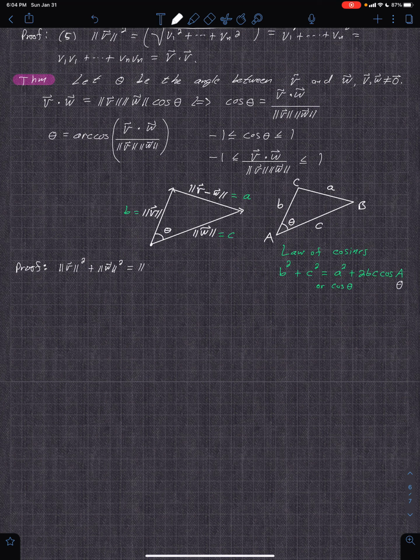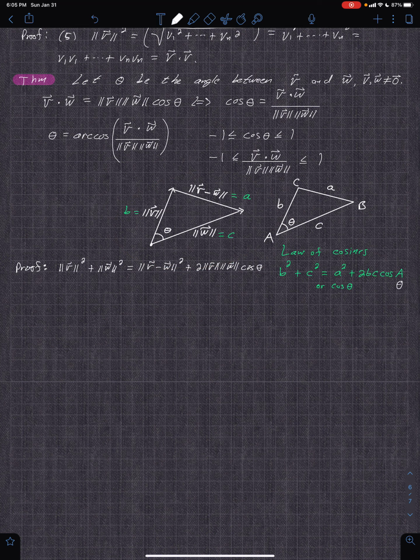So magnitude V minus W squared plus 2 magnitude V magnitude W cosine theta. Okay, so that's the law of cosines applied to this triangle.